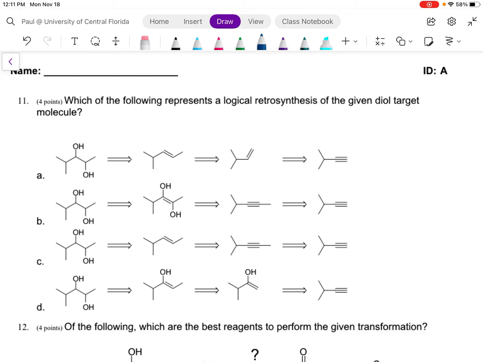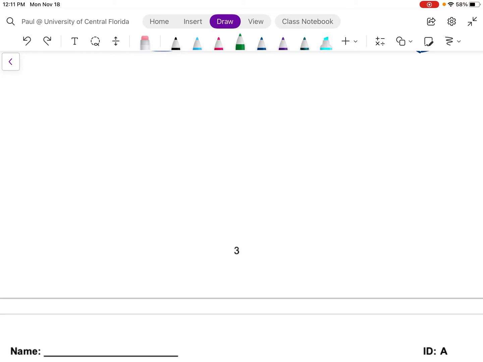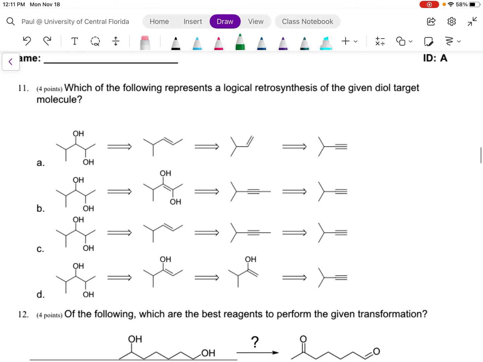Question 11, a retrosynthesis problem here. The way I approach this problem is I'm just going to look at this right here. That's all the same, right? That's our target. So I'm going to look at the first reaction. Can I make this turn into that? And the answer is yes, I can.